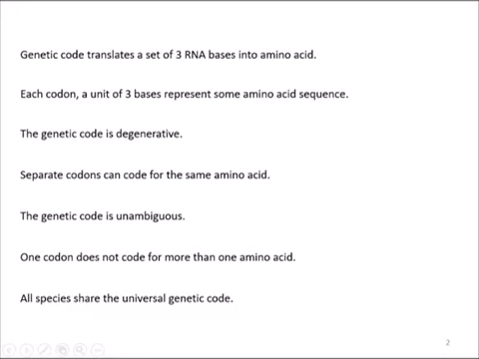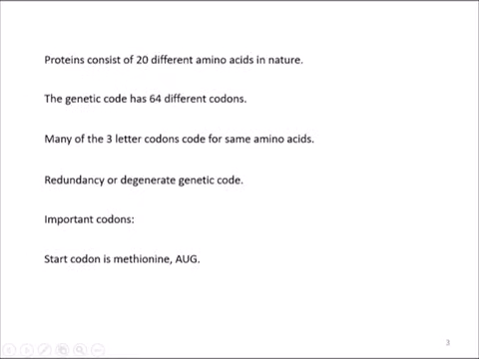All species share the universal genetic code. Whether plants or animals, they have the genetic code. Proteins consist of 20 different amino acids in nature. The genetic code has 64 different codons. So these 64 codons code for 20 amino acids, and that is why the genetic code is degenerate.